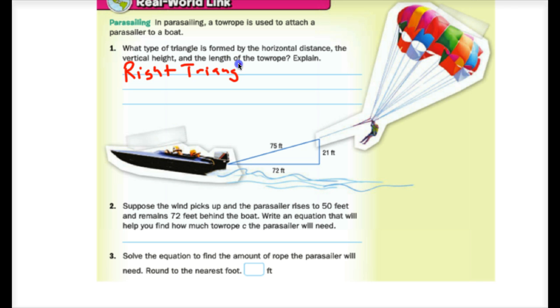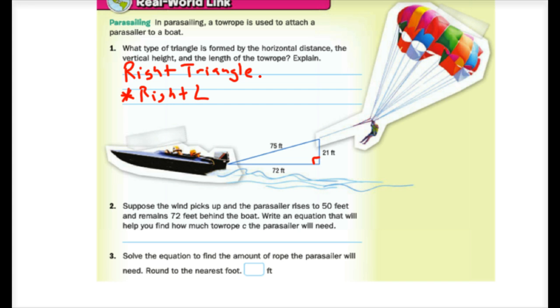And can anybody explain why it's a right triangle? Yeah, it's got a right angle. Okay? You've got a right angle where the horizontal and the vertical height meet.